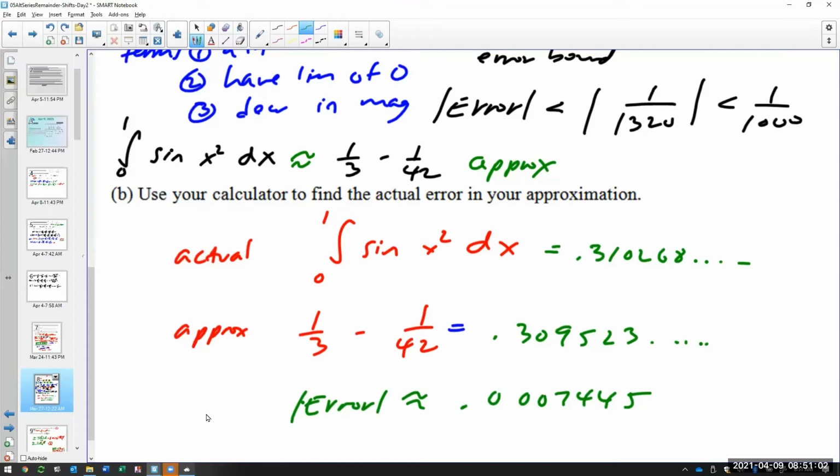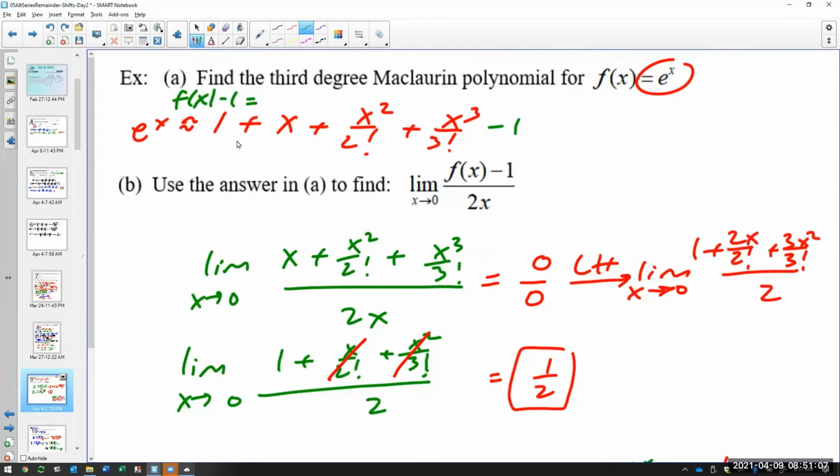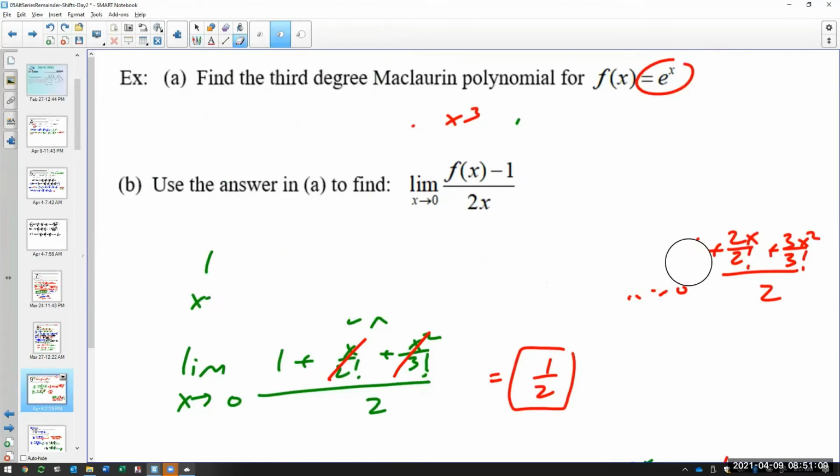Any questions on how to do this? All right. If it makes sense to you, it's a lot easier. If you're just memorizing things, then it's a lot harder to understand.